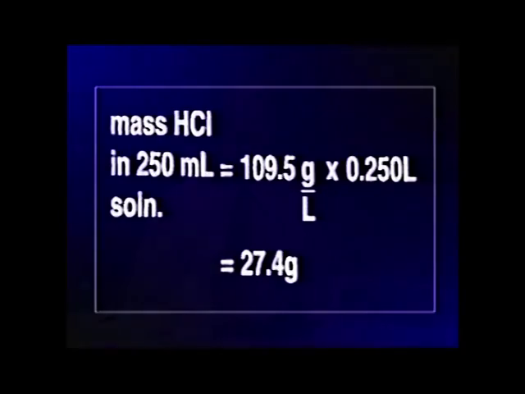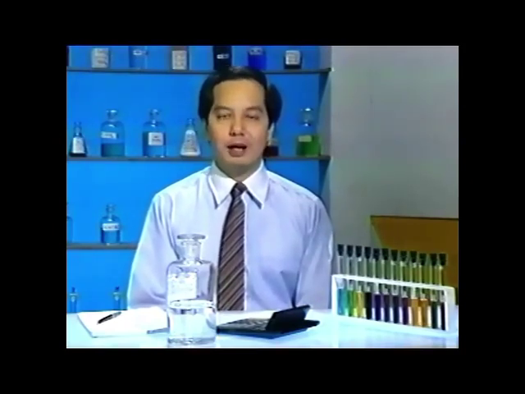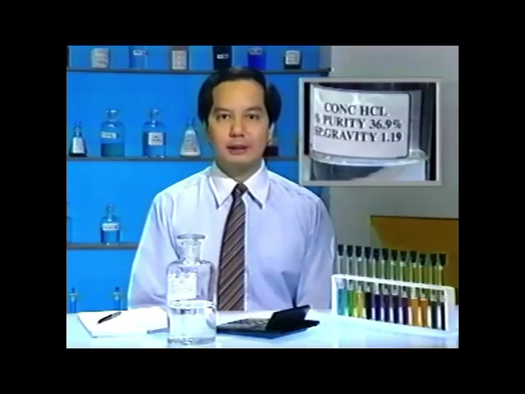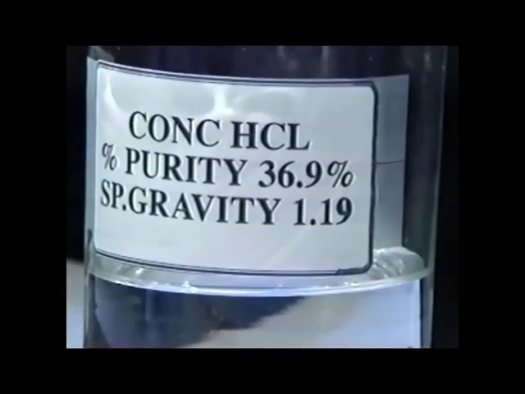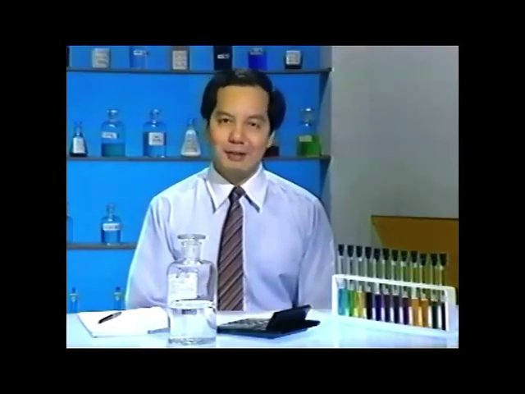If we know the percentage purity and specific gravity of the concentrated acid, we can calculate the volume of acid that contains exactly 27.4 grams HCl. Examine the label on the bottle of concentrated acid. According to this, specific gravity is 1.19. If you recall, this is numerically equal to density. Therefore, the density of the concentrated solution is also 1.19 grams per milliliter.